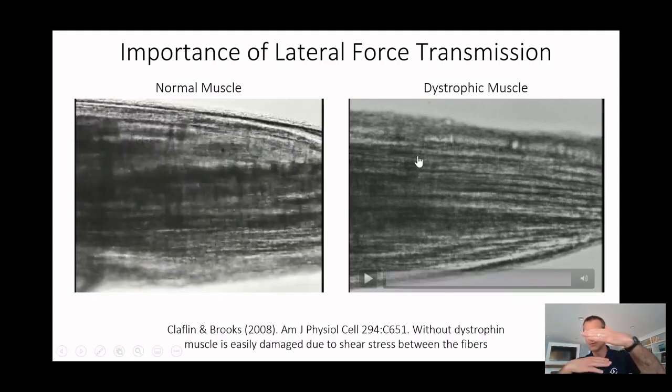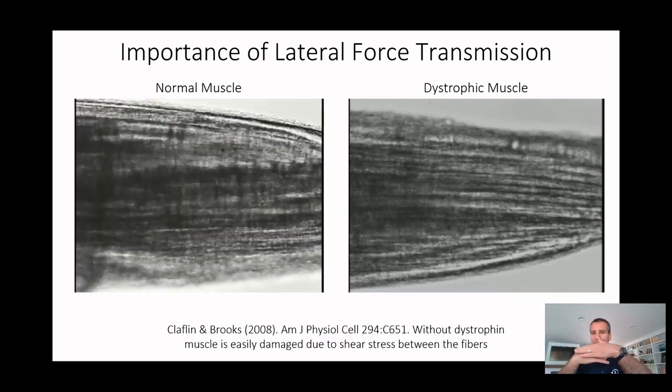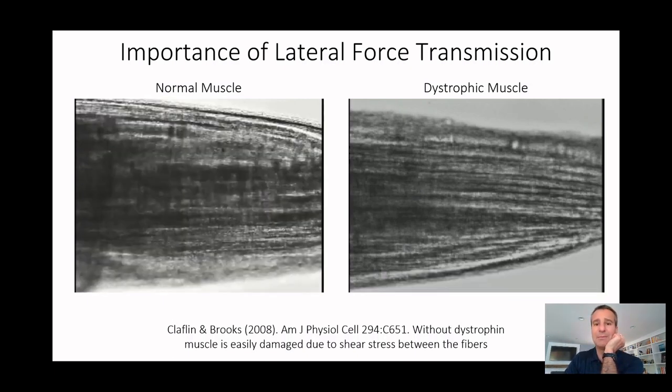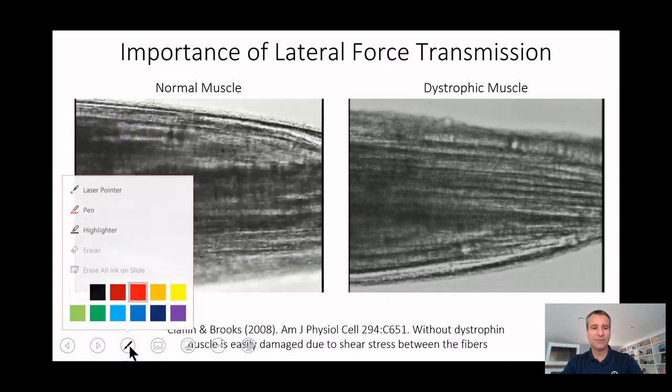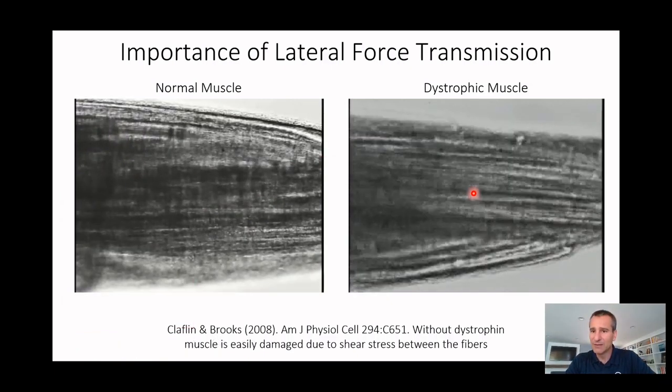Now, if lateral transmission is lost with dystrophic muscle, and lateral transmission is important in preventing shear between the fibers, in the dystrophic muscle we should be able to see more shear, and we should be able to see what happens as a result of that shear. So when we start this video, this is going to be 10 contractions, and what I want you to look for is how different fibers are moving differently relative to each other.